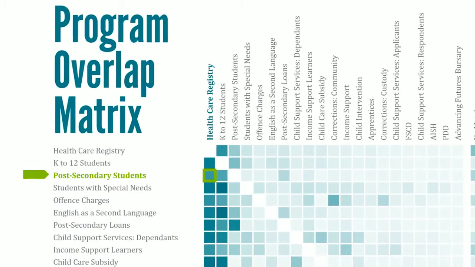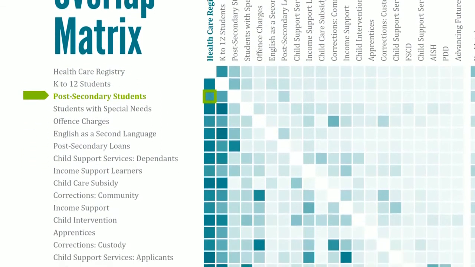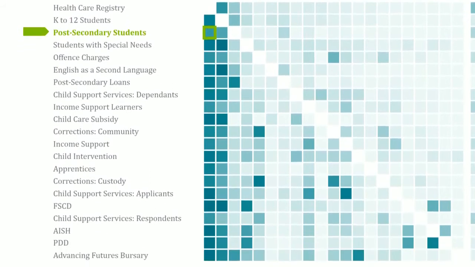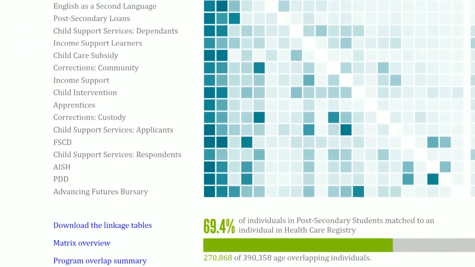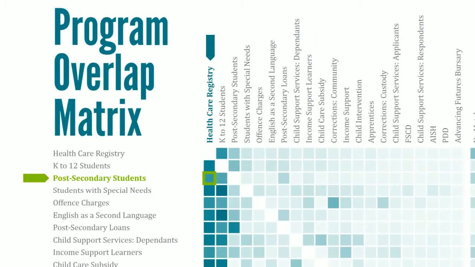The rows of the matrix represent the source programs. The columns represent the linked programs. The visualization is interactive. When a cell is clicked, it is highlighted with a green border. Information about that cell appears below the matrix. The cell tells us about the proportion of individuals in the source program, that's the program in the row, who are also in the linked program, that's the program in the column.